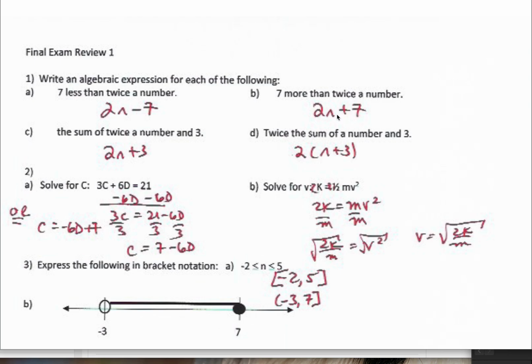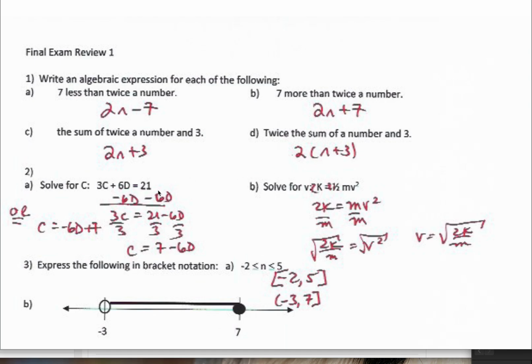So that would be 2n plus 7. Again, more than, less than, fewer than. Last shall be first, first shall be last. Okay? The sum of twice a number and 3. So that's the sum of twice a number, which is 2n, and 3. So 2n plus 3, as opposed to twice the sum of a number and 3. So there we have to do the sum first, which is n plus 3, then twice it.